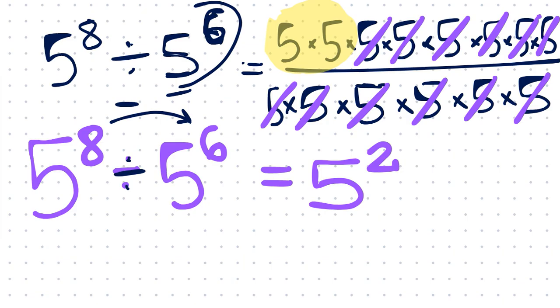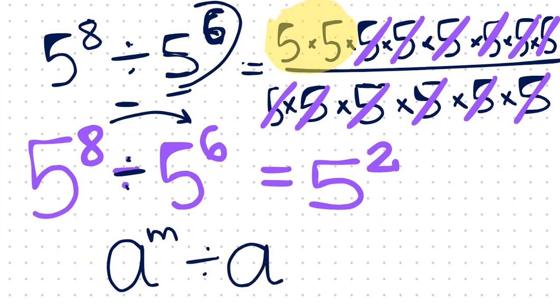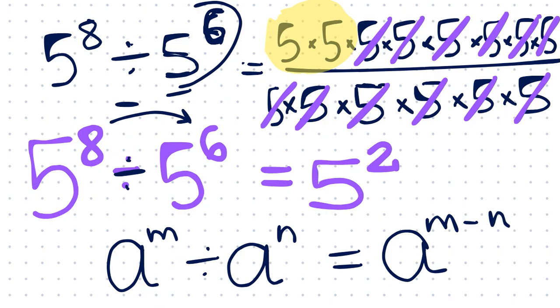So basically the formula will be: any number to the power of m divided by the same number to the power of n will be equal to that number, and then we subtract the exponents. So a to the power of m minus n.